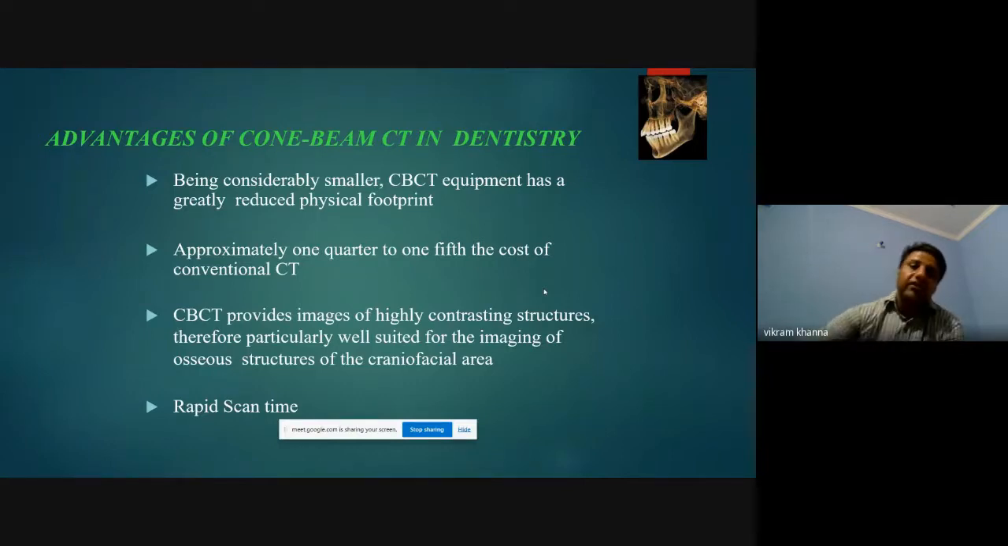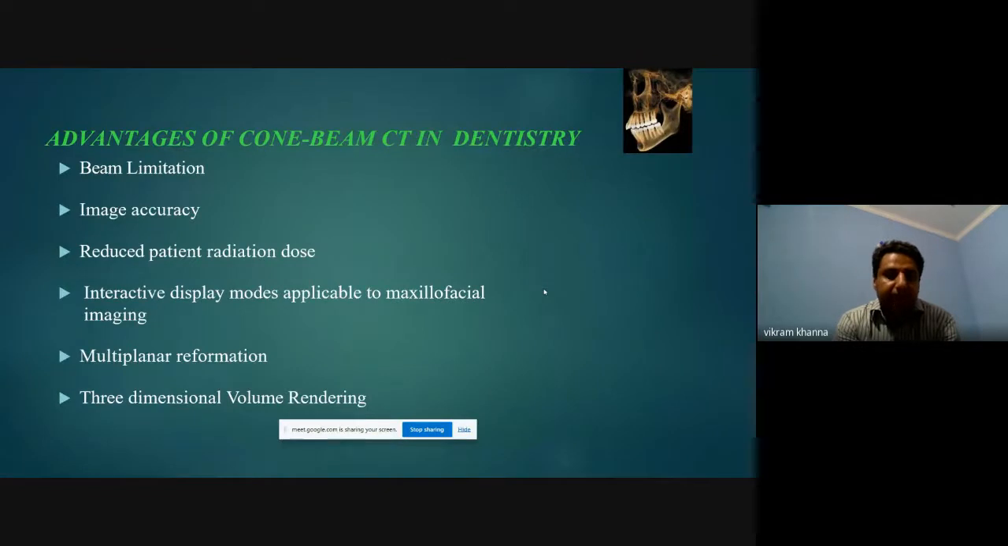It provides imaging of highly contrasting structures, therefore it is particularly well suited for imaging of osseous structures in the craniofacial area. Yes, they are only good for osseous structures, not for soft tissue. They have got rapid scan time. Beam is very limited, gives you lesser radiation dose. Image is very accurate, like 1:1, reduced patient radiation. Interactive display mode, you can play around with all the images which are there.